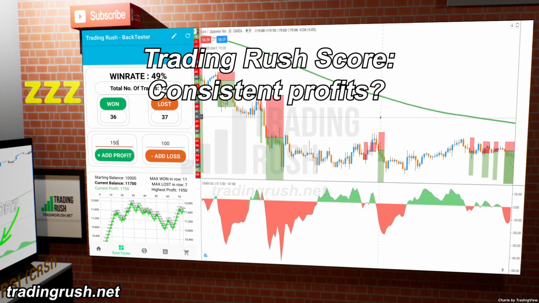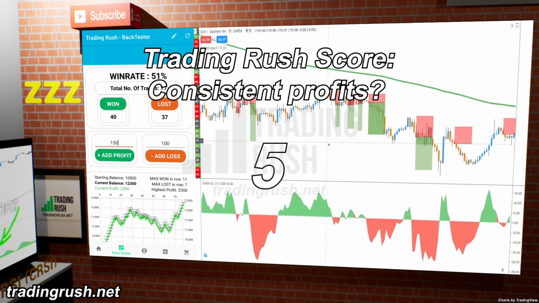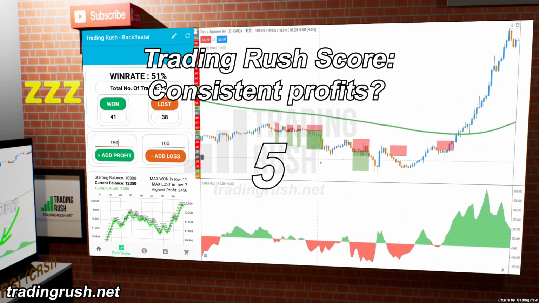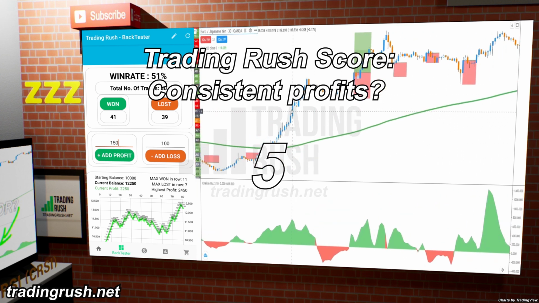If we talk about consistent profits, it gets a 5 out of 10. The profit graph in the Trading Rush app went up in the long run, but there were sudden upward moves, and many losing trades in a row. The profit graph you will get with the Tchaikon Oscillator strategy won't be as consistent as some other strategies.